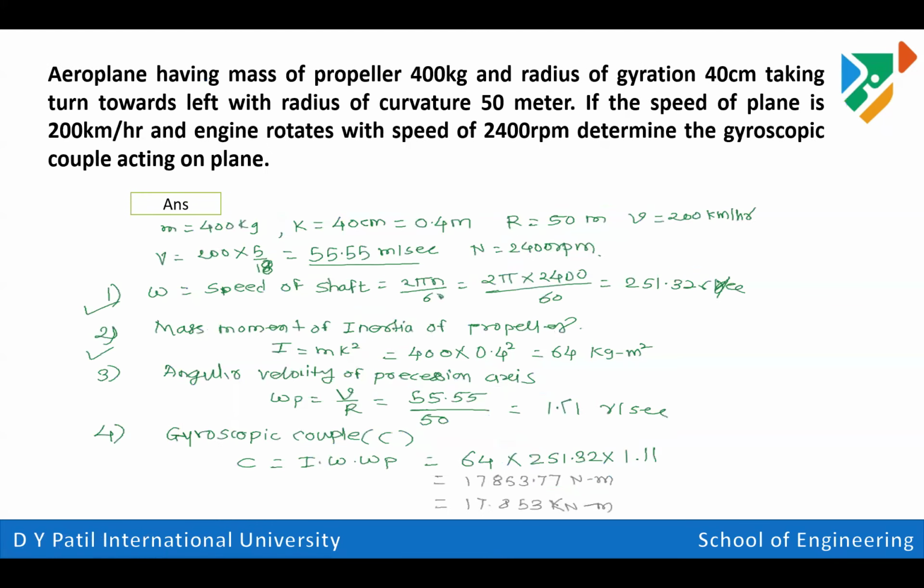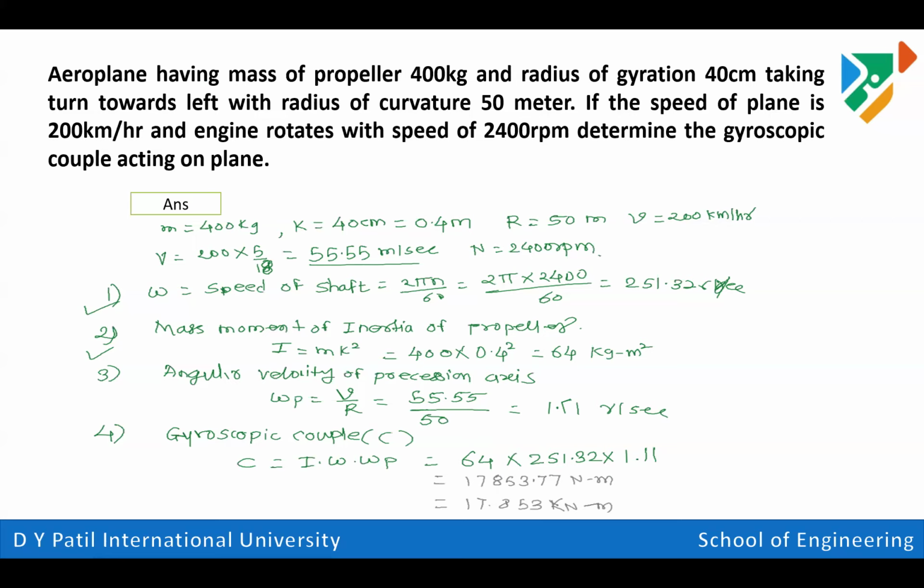Now we have one more part. Suppose the aeroplane has a mass of 400 kg, radius of gyration 40 centimeter, and it is taking a turn towards left with radius of curvature 50 meter. We have to determine, with the speed of the plane 200 km per hour given, and the engine rotating at a speed of 2400 rpm, the gyroscopic couple acting on the plane. Now again, the mass is available as 400 kg, radius of gyration 0.4 meter, radius is 50 meter.